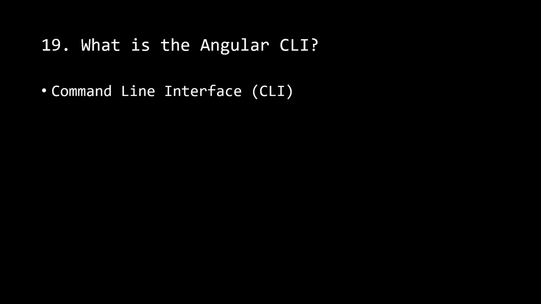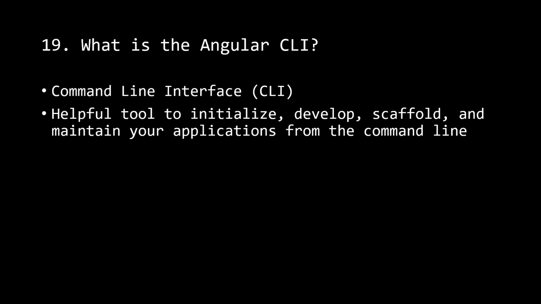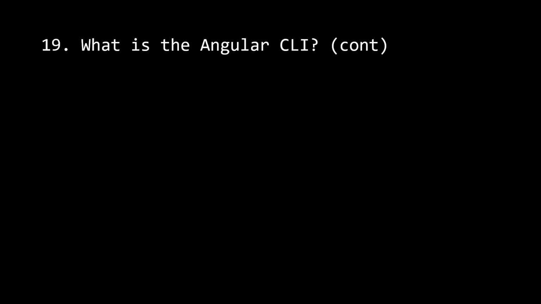CLI is an acronym for Command Line Interface. The Angular CLI is really helpful when you're building your applications. It can be used for initializing, developing, scaffolding, and maintaining your applications from the command line. It removes the need for you to have to memorize the structure of components or services or modules. Instead, you just use the appropriate command and the CLI will generate skeleton objects for you. Here's a few that you're likely to run into.